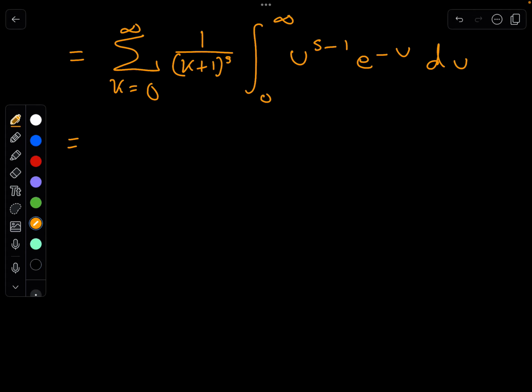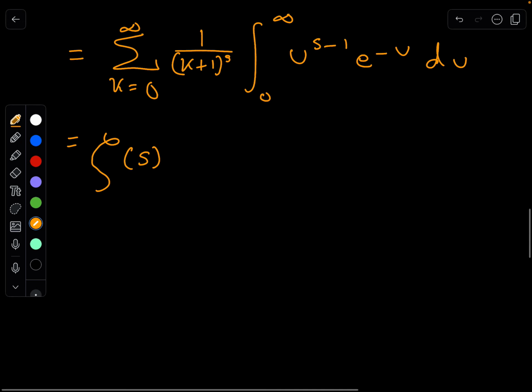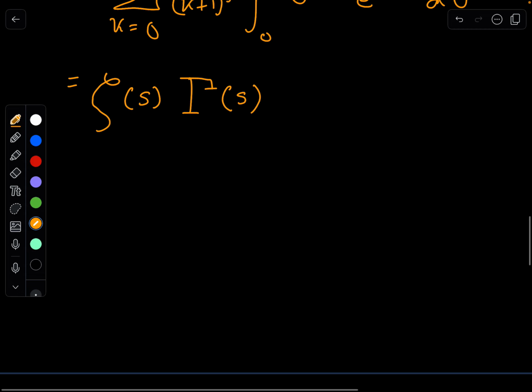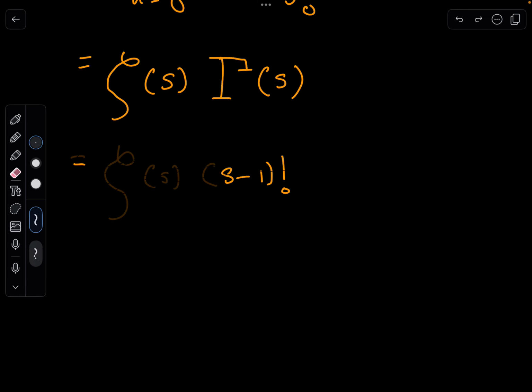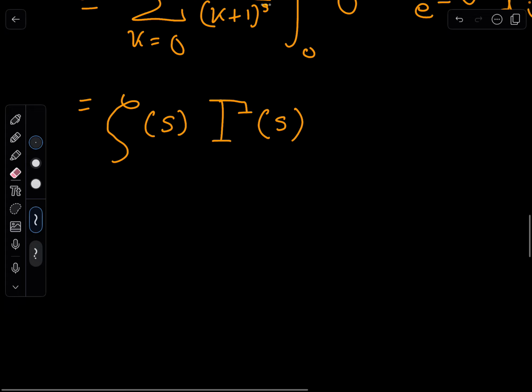So that is equal to the zeta function of s. And then the second integral is simply the gamma function. So the result is zeta of s times gamma of s. Or if we want, we can also rewrite it as this times s minus 1 factorial. But I think this form looks a lot nicer, so let's just leave it as that. Okay, thank you.